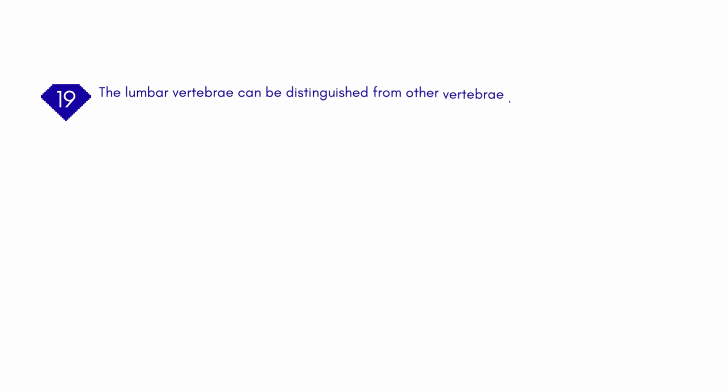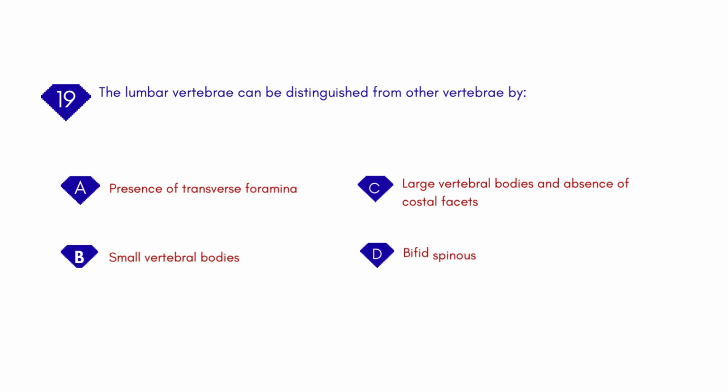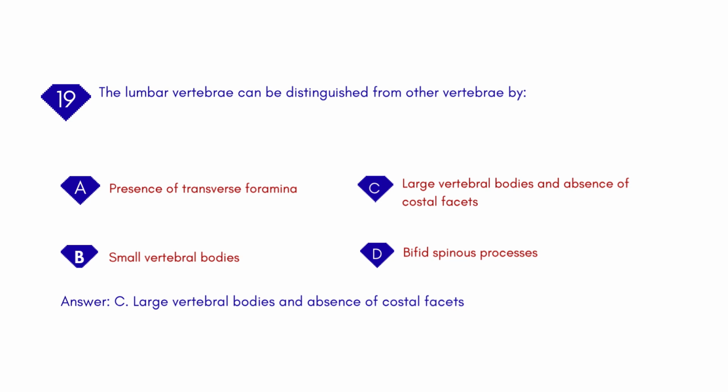The lumbar vertebrae can be distinguished from other vertebrae by A. Presence of transverse foramina. B. Small vertebral bodies. C. Large vertebral bodies and absence of costal facets. D. Bifid spinous processes. Answer: C. Large vertebral bodies and absence of costal facets.